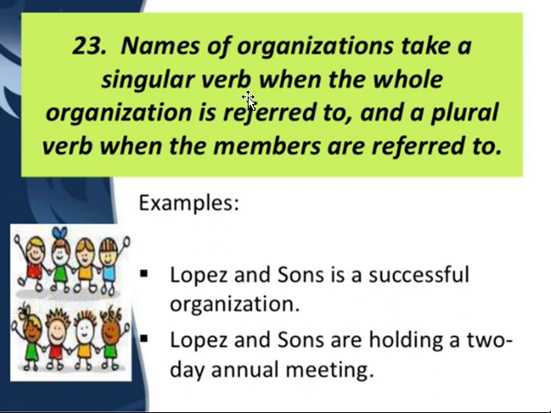Names of organizations take a singular verb when the whole organization is referred to, and a plural verb when the members are meant. It's understood just like committee. If we are talking about the complete committee, it will be singular, but if we talk about the people in the committee individually, they will be considered plural. So Lopez and Sons is a successful organization, that is the name of a company altogether. And Lopez and Sons are holding a 2-day annual meeting, like these two people are talking about.